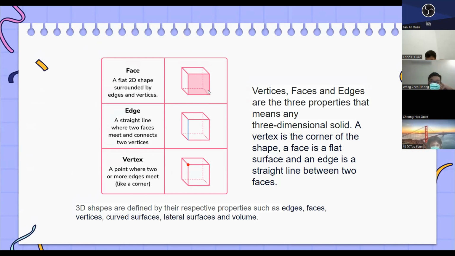Vertices, faces, and edges are the three properties that describe any three-dimensional solid. A vertex is the corner of the shape. A face is a flat surface, and an edge is a straight line between two faces. 3D shapes are defined by their properties such as edges, faces, vertices, curved surfaces, lateral surfaces, and volume.